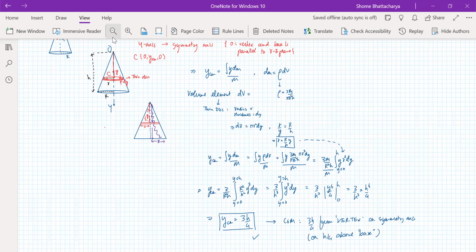Another thing you can do aside from this is the volume of the cone by integration. So you can do this and you can show that it's 1/3 pi r square h. That is again the way to prove the formula for volume of cone using integration. So that can also be done as a small exercise here.